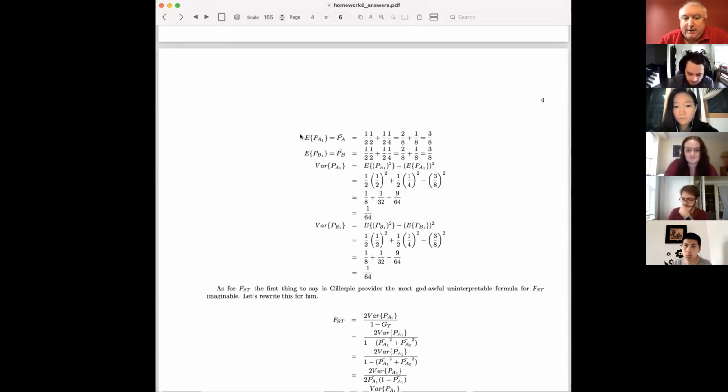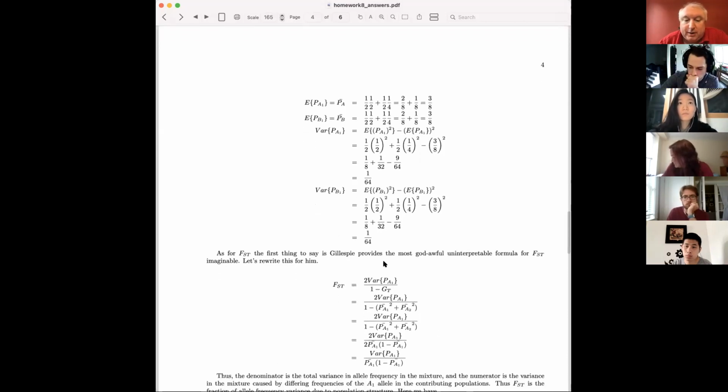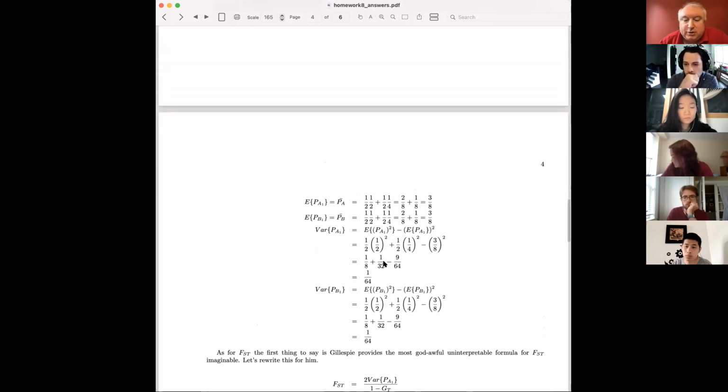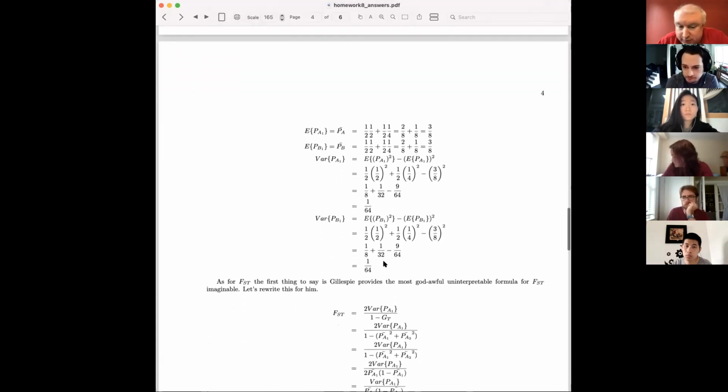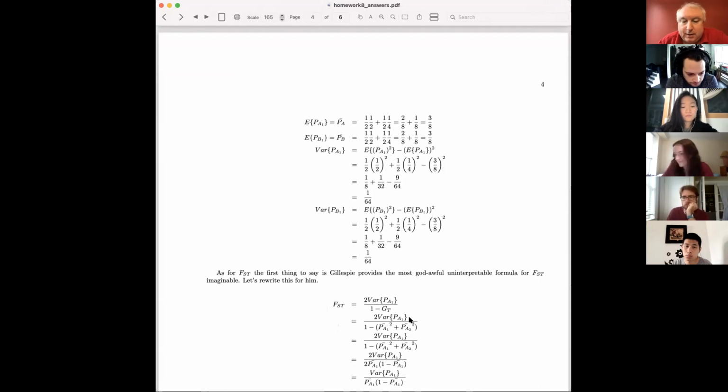So I calculated the expected value of the A1 allele as 3/8. The expected value of the B allele as 3/8. We got the exact same values. When I calculated the variance, I got something like 1/32 there, which made the total variance come out to be 1/64. When I calculate the variance of the B locus, I got the exact same value, 1/64. When I go to calculate FST, I'm going to use a slightly different formula than the one you used. It's perfectly valid. But in fact, I'm going to use a formula that Gillespie doesn't even give.